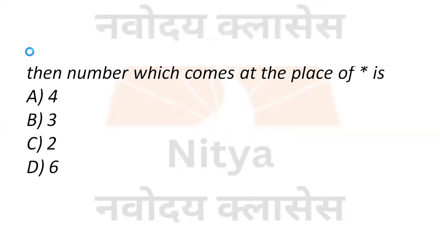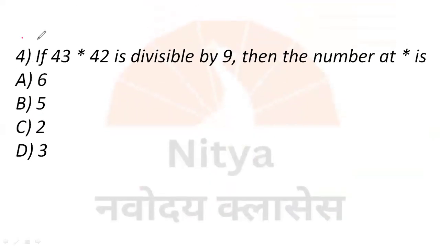And the next question. The fourth one, if 43 star 42 is divisible by 9, then the number at star is? Okay, what number must be added at this star so that the whole number is divisible by 9? The divisibility rule of 9 is, if the sum of the digits is divisible by 9, then the whole number is also divisible by 9. So 4 plus 3 plus star plus 4 plus 2. So what number must be added here so that the number is divisible by 9?